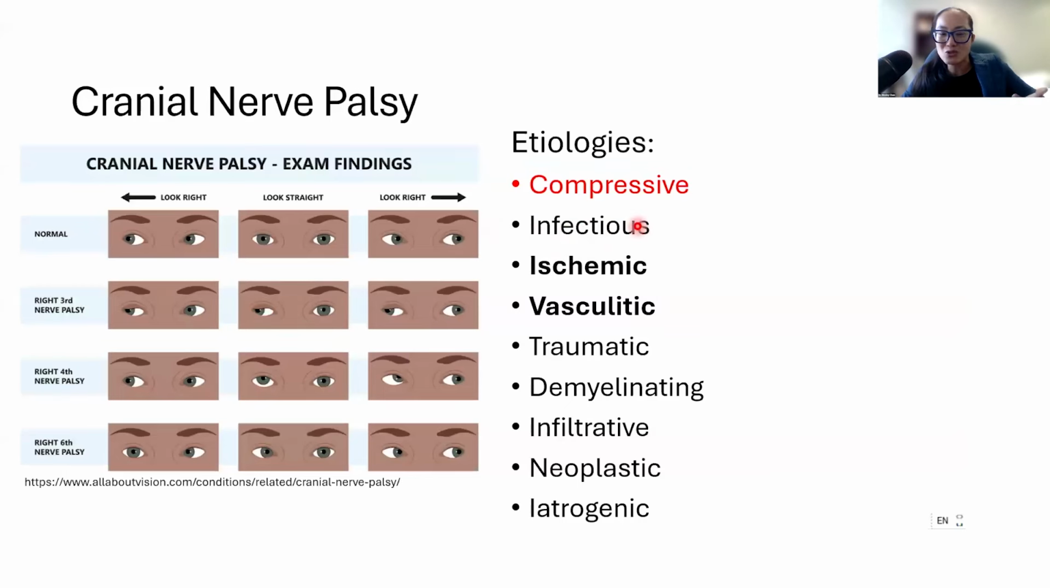But again, history, right? And the examination, are they febrile? Do they have any other issues? And so there's that. Traumatic's pretty obvious. Usually they're in the ICU or something with a big trauma, and then demyelinating, infiltrative, neoplastic, iatrogenic, again, history. I'm just going to briefly touch on these two etiologies, ischemic and vasculitic, just because for me, they're most common. They might not be for you though, but I think universally ischemic is pretty common.